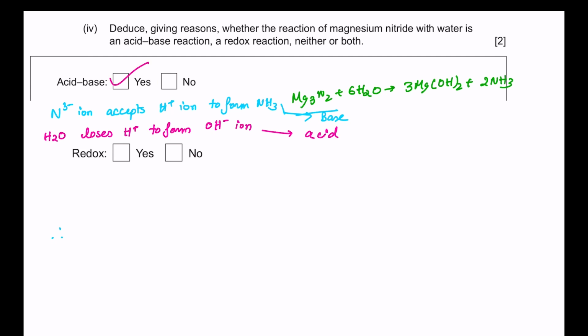Now, is it a redox reaction? Now we have to check the oxidation states. Hydrogen everywhere has a +1 oxidation state. Oxygen, if you check in Mg(OH)2, has -2. Oxygen and hydrogen didn't change their oxidation state. In the previous question, we checked that the nitrogen in both Mg3N2 and NH3 is -3, and also Mg has a +2 oxidation state on both sides. So we see that there is no change in oxidation state.